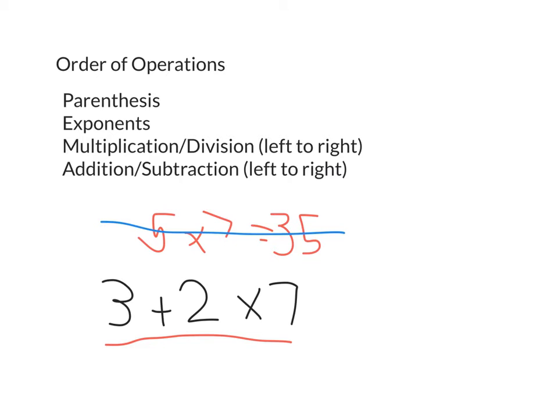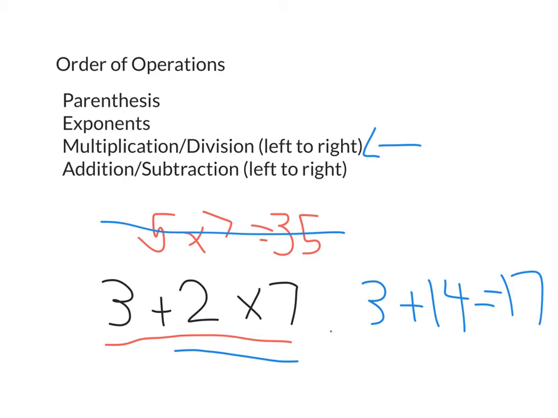So instead of this being 5 times 7, we have to do this part here, we have to do the multiplication before we do the addition, because that's what it says up here, multiplication before addition. So this is actually going to be 3 plus 14. So that's going to equal 17. So that's what order of operations is. It's just the agreed upon way of setting up these problems. And we're going to go over a bunch of these just to make sure.